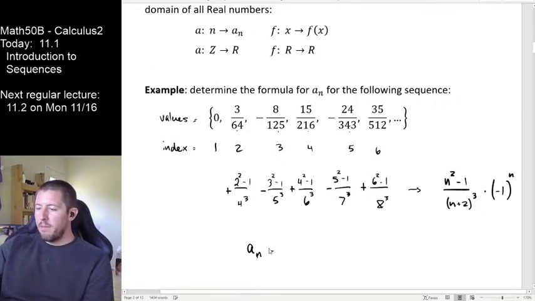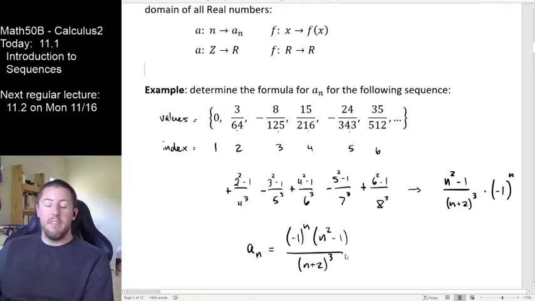So I think that I've come up with this a sub n function. I think that I could write this as -1 to the n times n squared minus 1, all divided by n plus 2 cubed. Now I have a generating function that could give me any of the terms that are in the sequence. So I kind of like to think this game is sort of like, could you tell me the 18th term in the sequence right here? And if you could, it's probably because you've identified the pattern that's associated with this. So I really do kind of like to play these games a little bit right here.